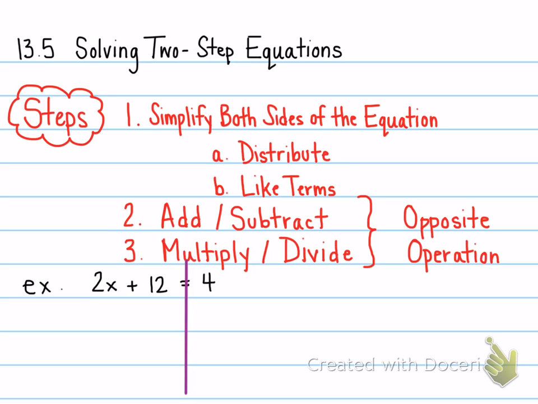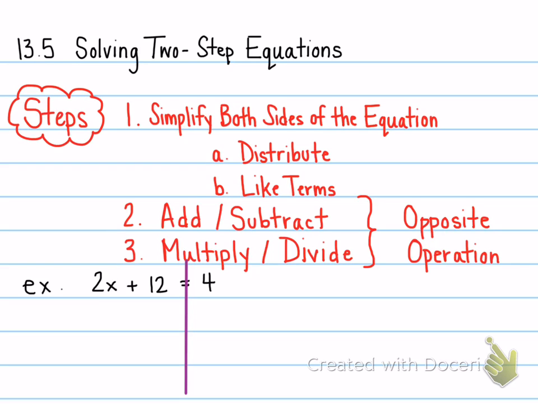Step 2 says we're going to use the opposite operation to add or subtract. So we see that x is my variable, and that's what I want to isolate. I want it in the end to be x equals. So what I have to do is move the 2 and the positive 12 away from the x to the other side of the equals. We are going to do that in this specific order. We are going to add or subtract first, and then multiply or divide.